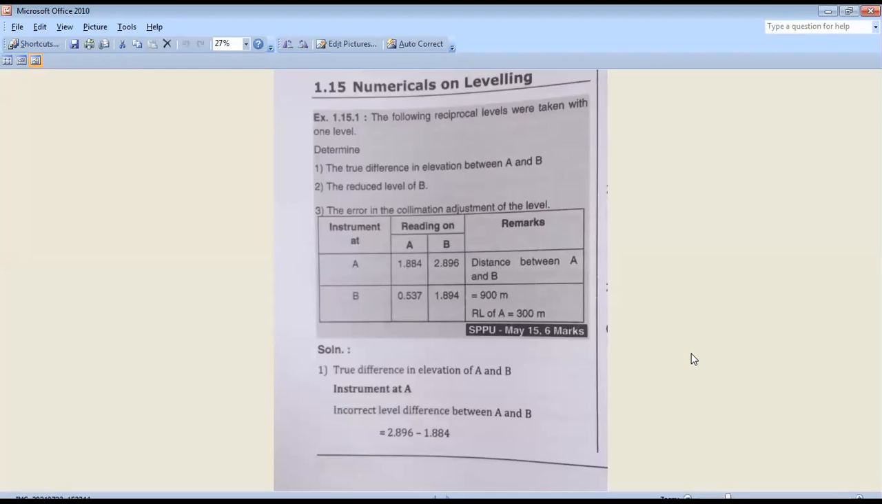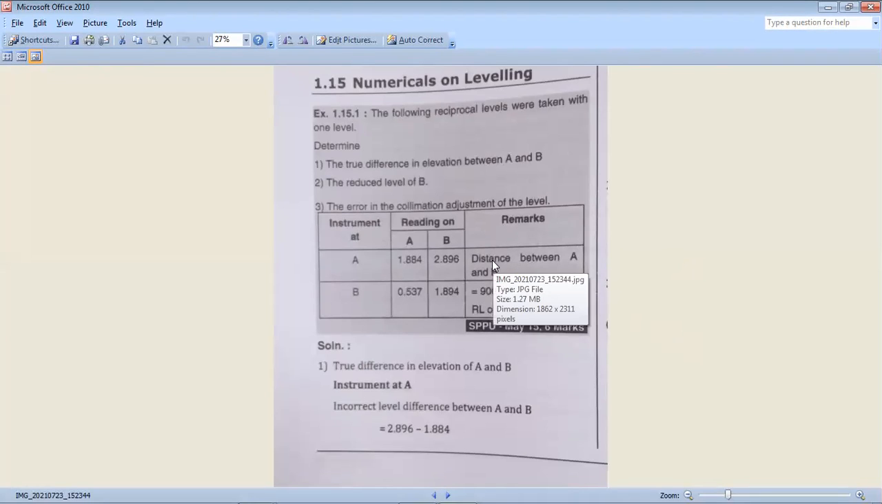So in the previous lecture, we just started this numerical. Now in this numerical, you can see what is actually given. The following reciprocal levels were taken with one level. Determine the true difference in elevation between point A and point B. Second, the reduced level of point B. And the error in the collimation adjustment of the level.